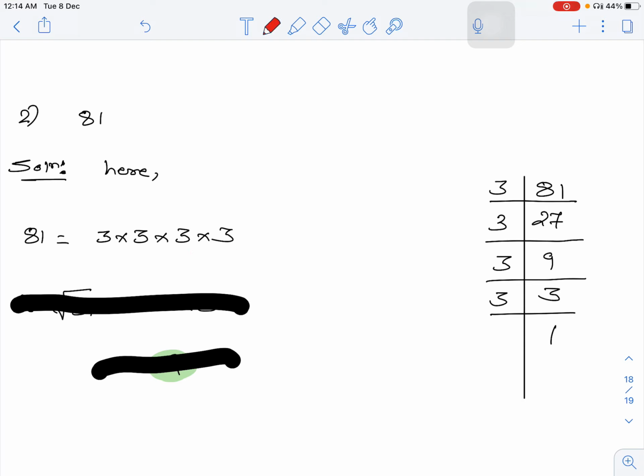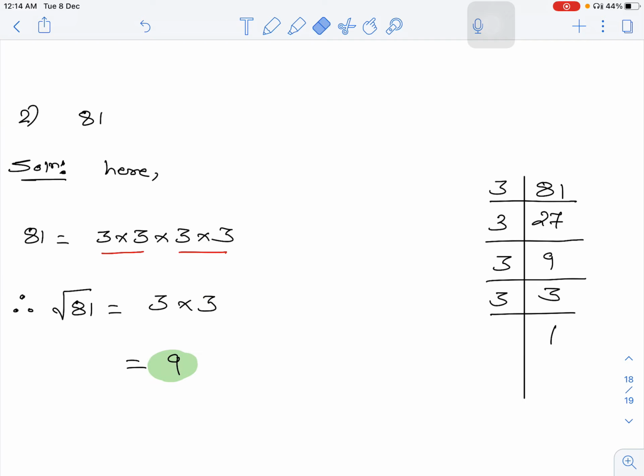Now it can be seen that we can make one pair here and one more pair is also possible here. So in the next step you will get root 81. Now 81 is written as 3 into 3 into 3 into 3. But when we write this root, from each pair we have to select only one. So root 81 equals 3 into 3. So that is 9.